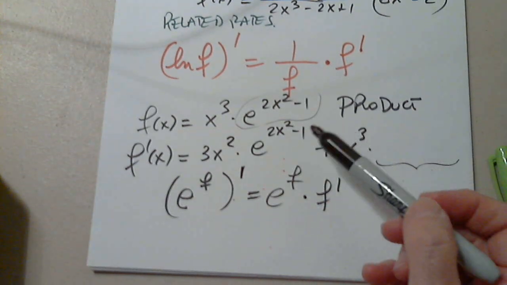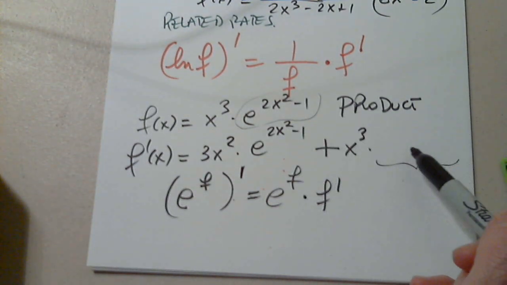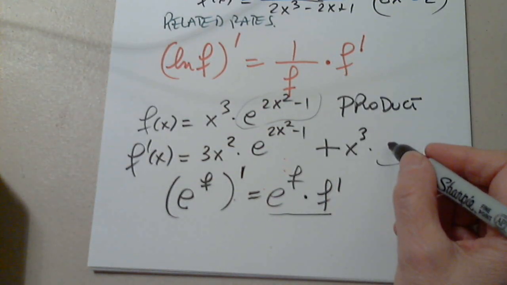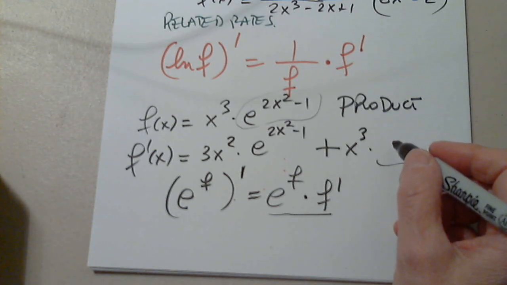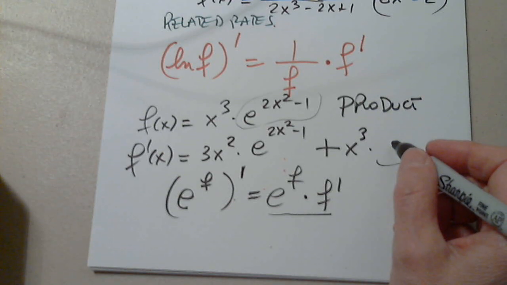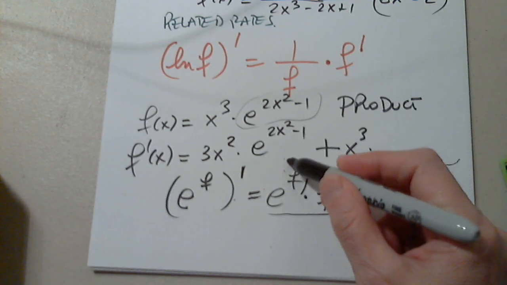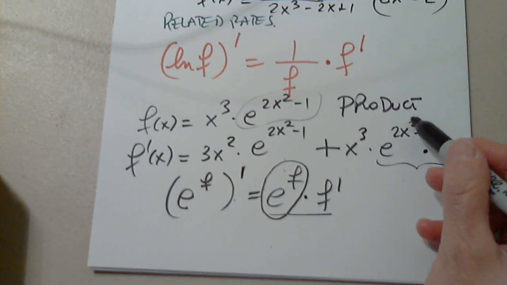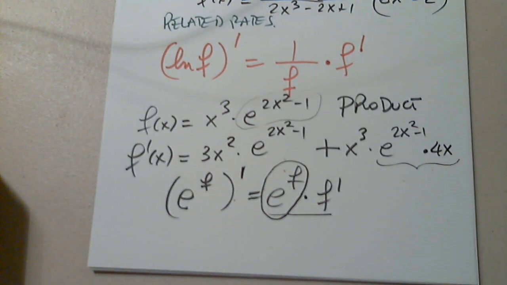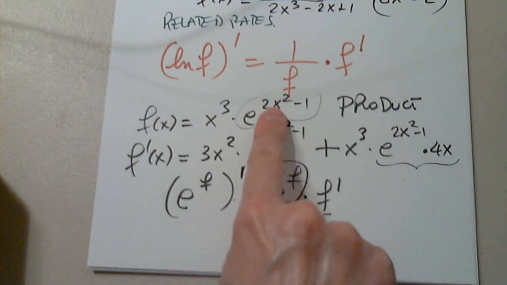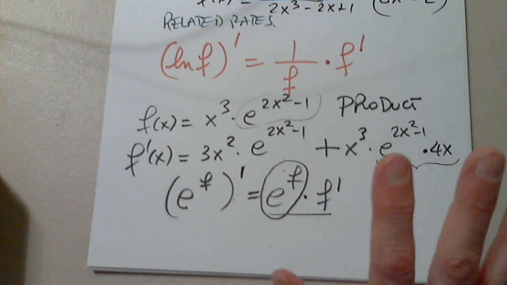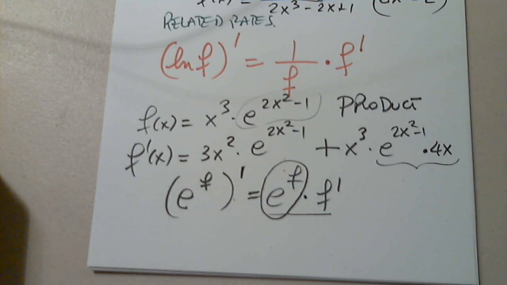Exactly. Awesome. Can anyone tell us what to write in here? E to the power of 2x squared minus 1 times 4x. That's it. E to the function times the inner function prime, which is 4x. Yes, we normally have to continue and simplify it, but I said you can leave it as is.